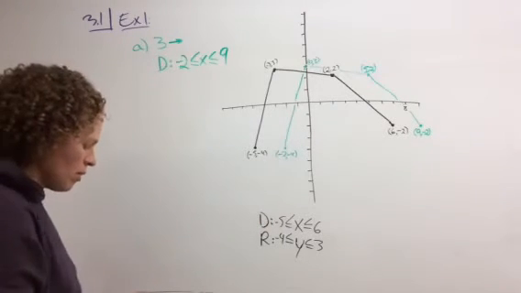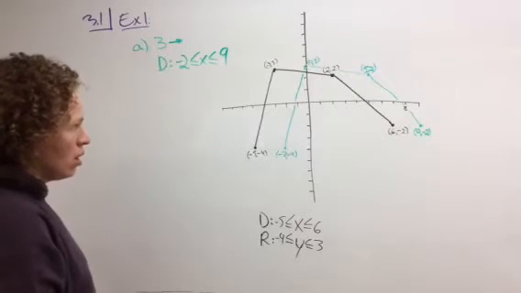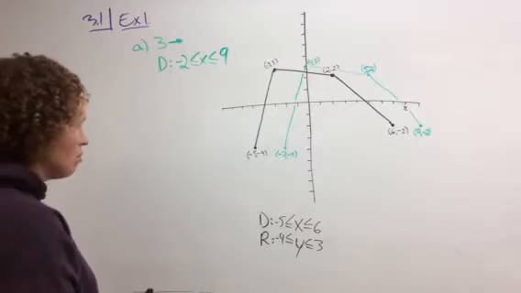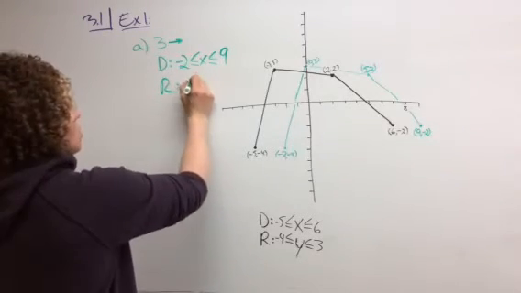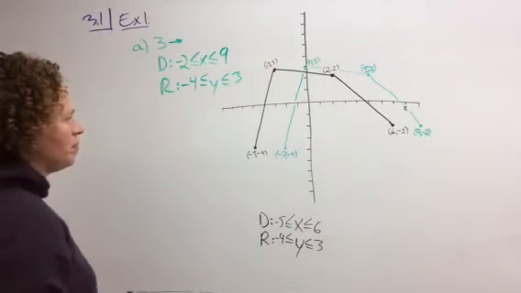Perfect. So what I want to do now is look at the range. Did the range change? Nope, range didn't change. So my range is just going to be the same as the original, which is -4 to 3.